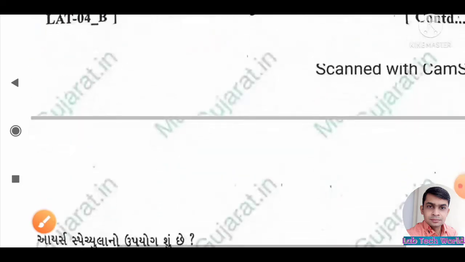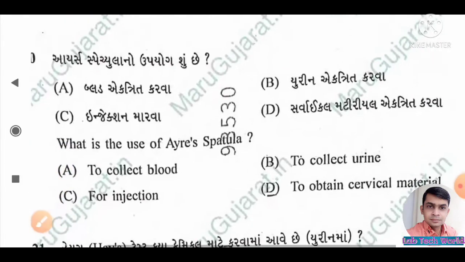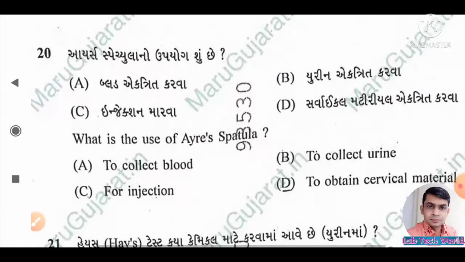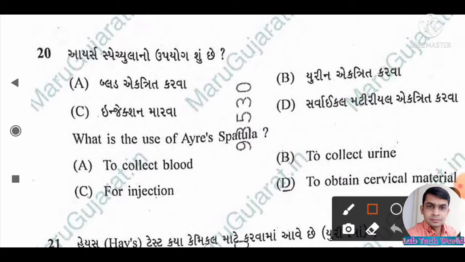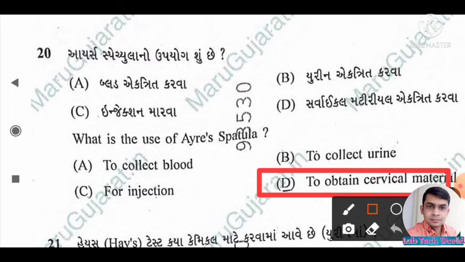Move to the next question, number 20. What is the use of Ayre's spatula? Option A, to collect blood. Option B, to collect urine. Option C, for injection. And option D, to obtain cervical material. And the correct answer for this question is Ayre's spatula is used to obtain cervical material. So option number D is the correct answer for this question.